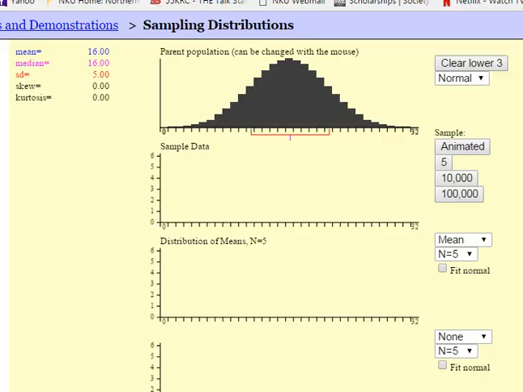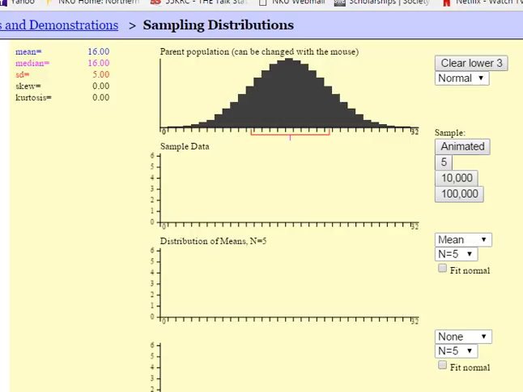This site is a simulation. This black histogram here is a population, a normal population. The smallest values are 0, the largest values are 32. The mean is about 16, so most of the values are around 14, 15, 16, somewhere in that area. So I'm going to collect a sample from this population.